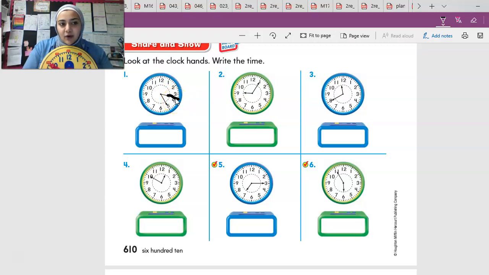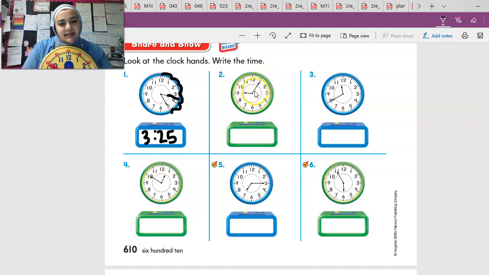Number 2, I have the hour hand is on the 9, and the minute hand is on the 1, which means what? 5, right? This is 05. So when you write this on the digital clock, you're not going to write 9, 5. That's going to look really silly. Instead, it should say 9:05. Okay, that one was easy.